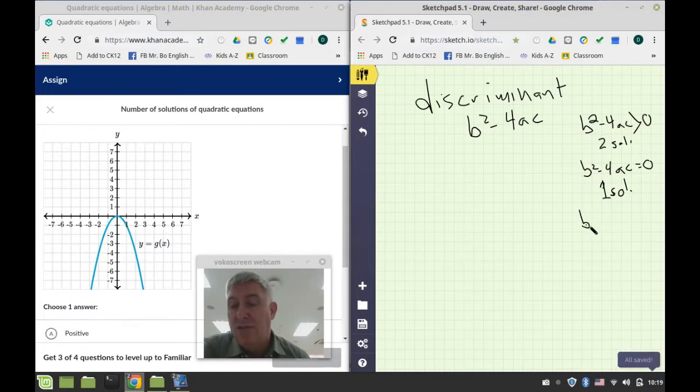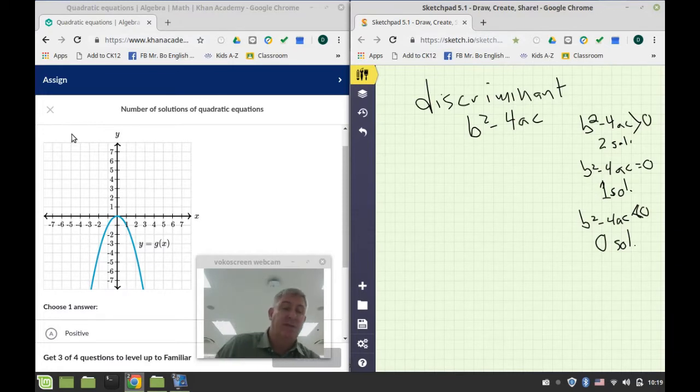Okay. And if b squared minus 4ac is less than 0, then we get a square root of a negative number, and we really can't do that yet, so we're going to get 0 solutions. Okay? So let's look at our picture over here.